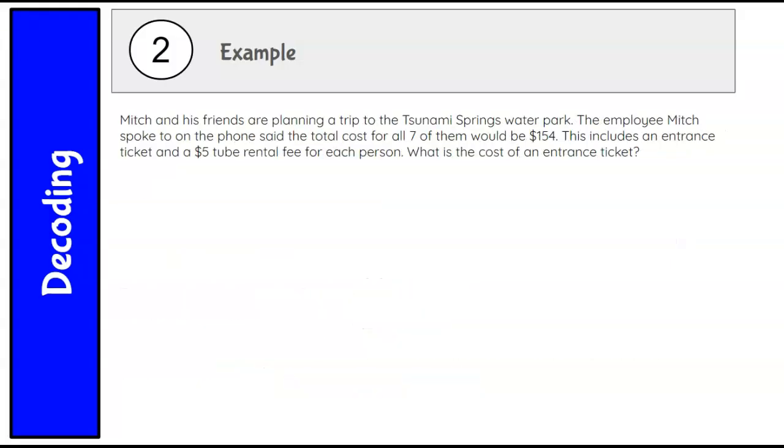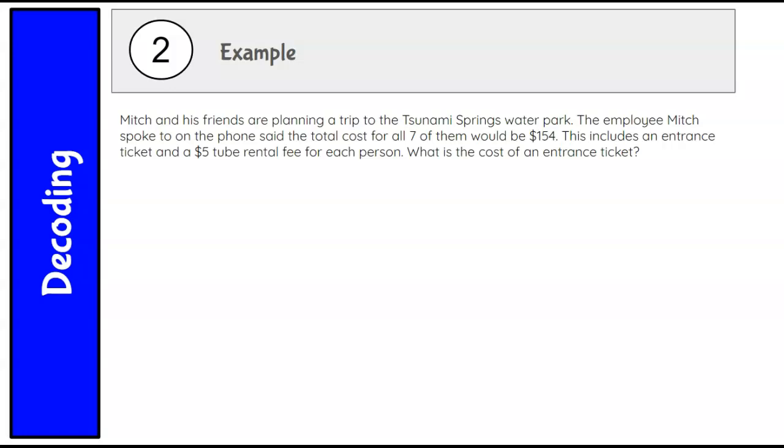Mitch and his friends are planning a trip to the Tsunami Springs water park. The employee Mitch spoke to on the phone said the total cost for all 7 of them would be $154. This includes an entrance ticket and a $5 tube rental fee for each person. So each person has to be charged $5. What is the cost of the entrance ticket?